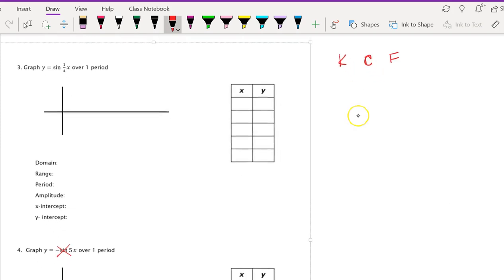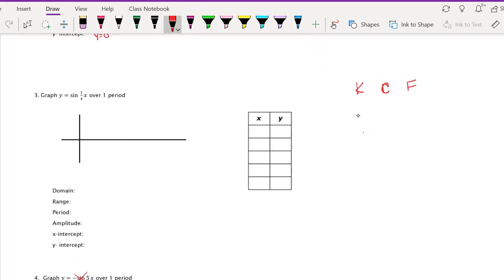So if I have 2 pi over b, period is equal to 2 pi divided by the b value. Well, that's 2 pi changed to multiplication. B is 1/4. So that's a flip. Make it 4. So that equals 8 pi. So that means from 0 to 8 pi.